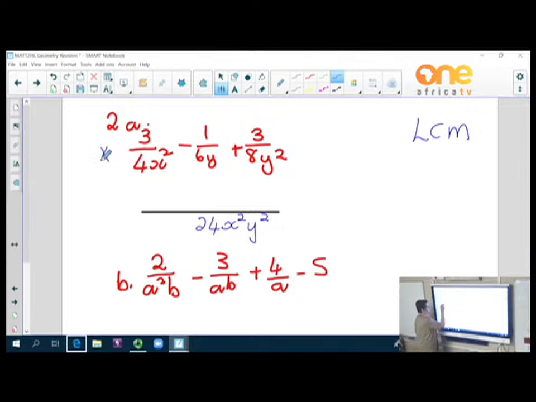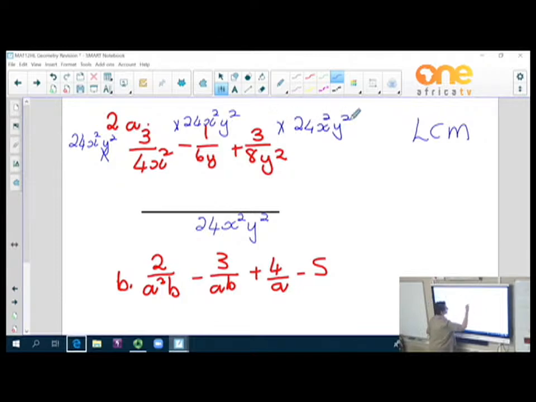Now we're going to multiply with the LCM, and this is a very important step. Don't be lazy to write this out every time, because otherwise you're going to make mistakes. I multiply each term with the LCM, and cancel. So the 4 divides into the 24 6 times. 6 times 3 is 18. This x will cancel out, so then it is y squared.